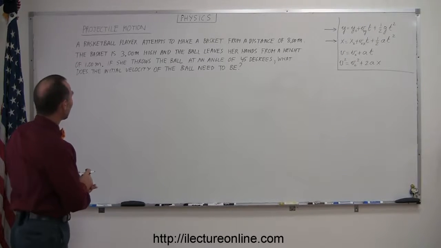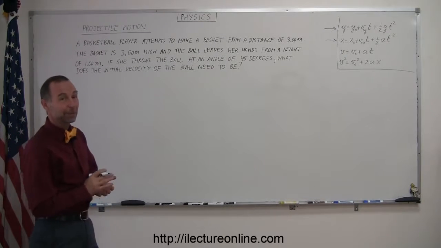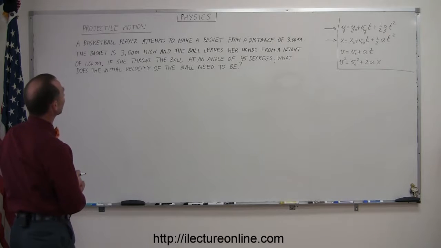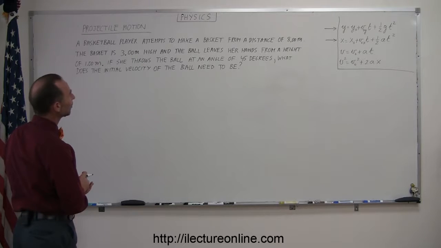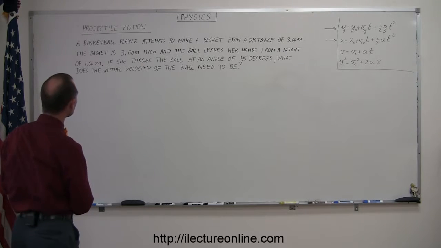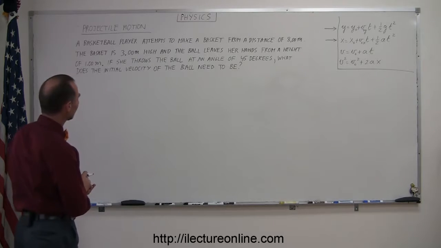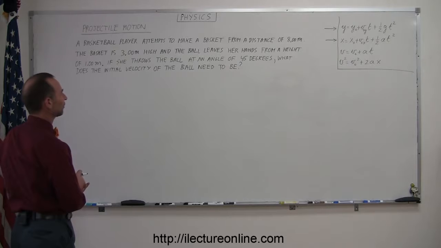Here's another example of how to do a projectile motion problem. Let's read the problem and see what it's all about. A basketball player attempts to make a basket from a distance of 8 meters. The basket is 3 meters high and the ball leaves her hands from a height of 1 meter. If she throws the ball at an angle of 45 degrees, what does the initial velocity of the ball need to be?